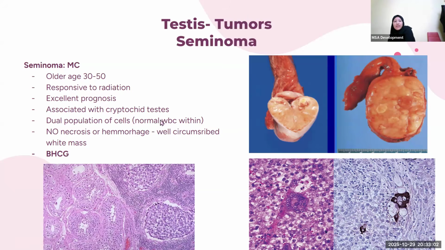That is seminoma. It has an excellent prognosis. Why? Because it is very responsive to radiation, 90 to 100% almost responsive. Some of them will secrete a tumor marker called beta HCG, but not all of them. But that is an important marker to keep in mind. And dual population, there's no necrosis. It looks clean and well circumscribed, right? In this one as well, here is another example showing you the neoplastic cells.